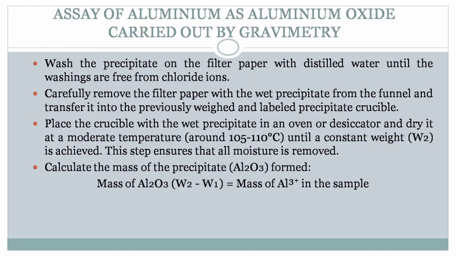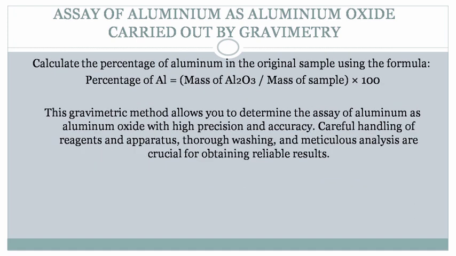Calculate the mass of the precipitate, Al2O3, formed. Mass of Al2O3, W2 minus W1, equals mass of Al3+ in the sample. Calculate the percentage of aluminum in the original sample using the formula: percentage of Al equals mass of Al2O3 divided by mass of sample times 100. This gravimetric method allows you to determine the assay of aluminum as aluminum oxide with high precision and accuracy. Careful handling of reagents and apparatus, thorough washing, and meticulous analysis are crucial for obtaining reliable results.